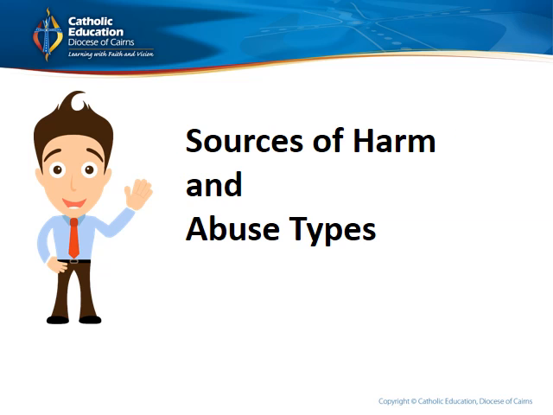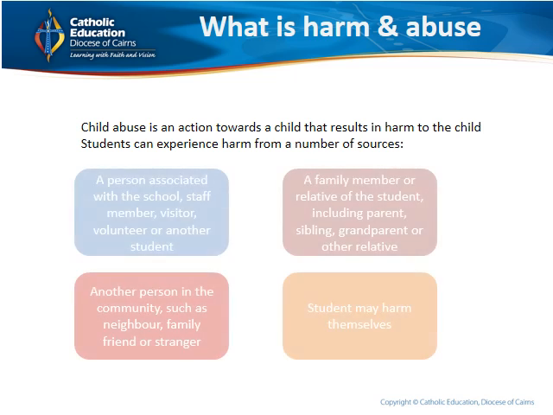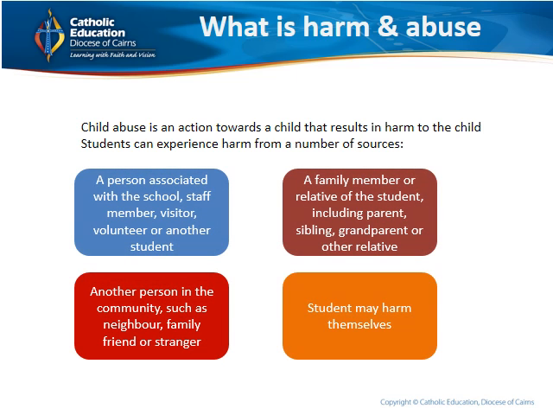We are now going to look at sources of harm and abuse types. Child abuse is an action towards a child that results in harm to the child. Students can experience harm from a number of different sources. For example, harm from a person associated with the school, a staff member, a visitor, a volunteer, or another student.